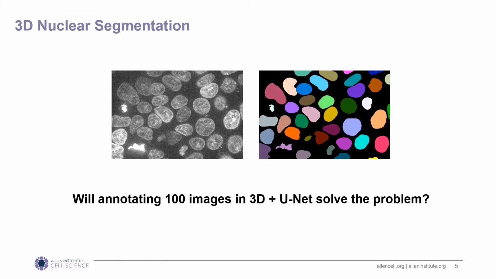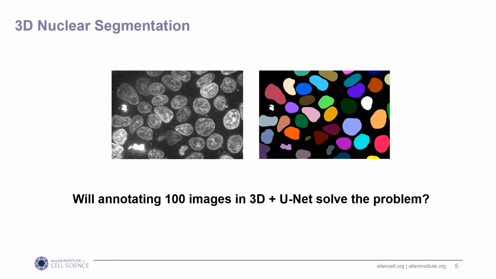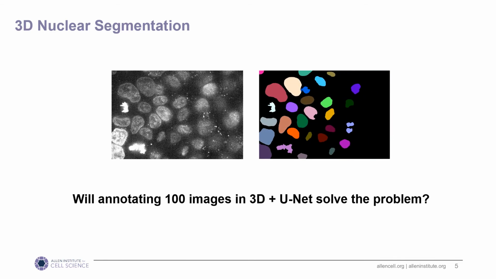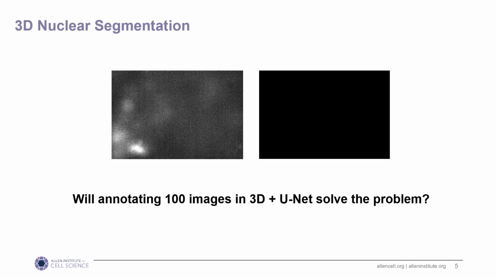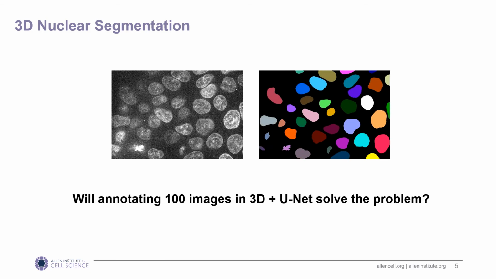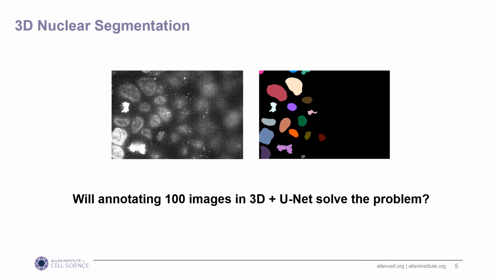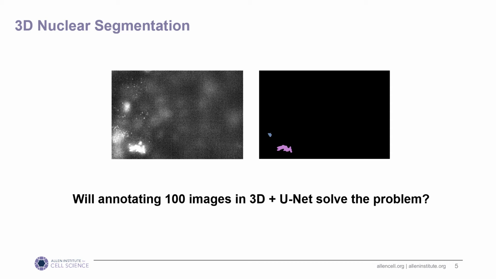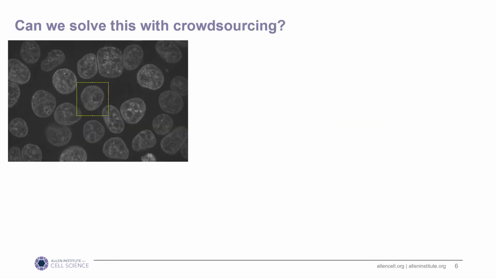Let's look at the nucleus first. With the fast development of deep learning methods, we can annotate 100 images in 3D and feed them into a 3D U-Net or 3D StarDist, which can solve our problem. I know annotating 3D images is very time consuming, so can we just crowdsource the annotation job?